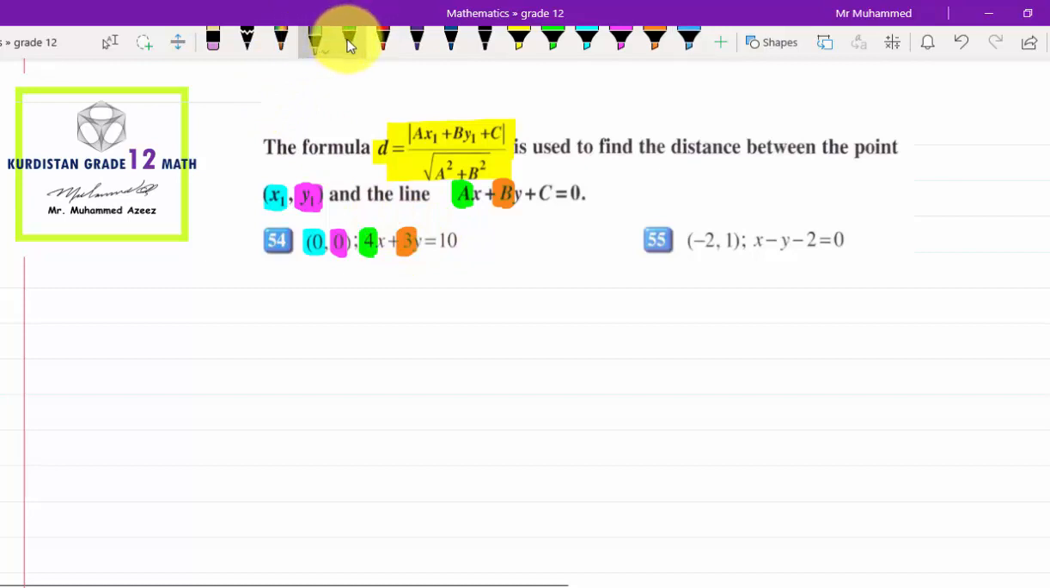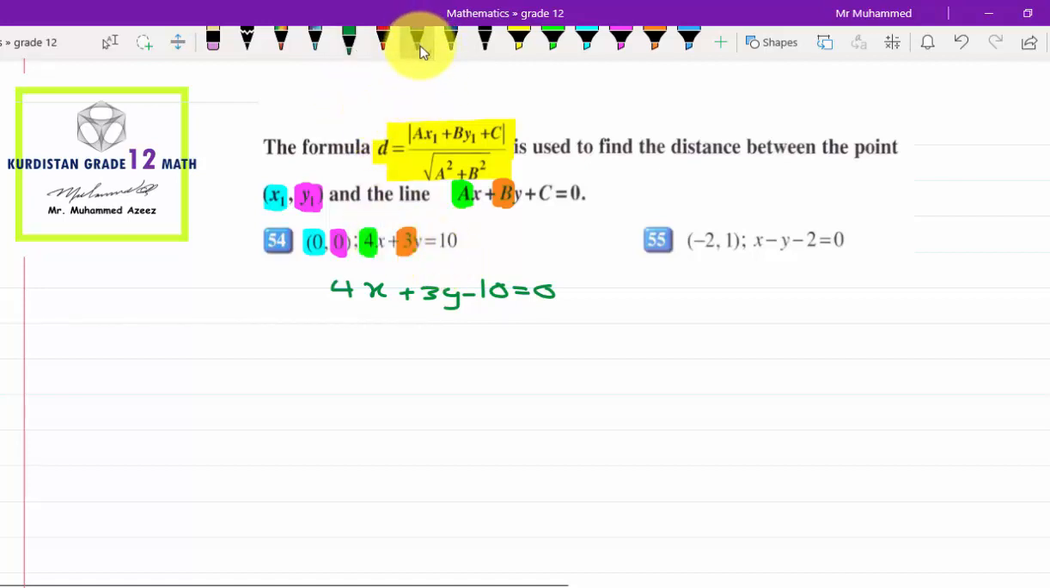Let's rewrite the equation and see what the value of c is. 4x plus 3y. This 10 is positive, it goes to the other side, minus 10 equals 0. Because in the general form, we have the equation of the line equals 0. Now, this negative 10 is c, but this 10 is not c. c is negative 10. Make sure you don't consider this number on this side of the equation as c, because c is on the other side.